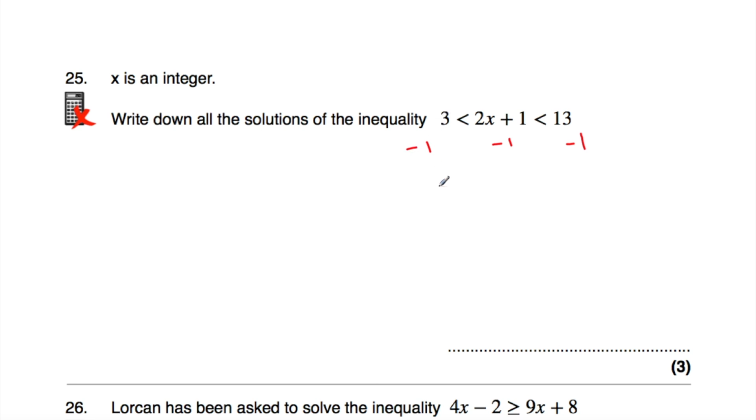Well, 3 take away 1 is 2. 2x plus 1 take away 1 would be 2x. And 13 take away 1 would be 12. So we're just taking away 1 from everything. Now we're going to divide everything by 2 because we don't want this times by 2 here. So let's divide by 2, divide by 2, and divide by 2.